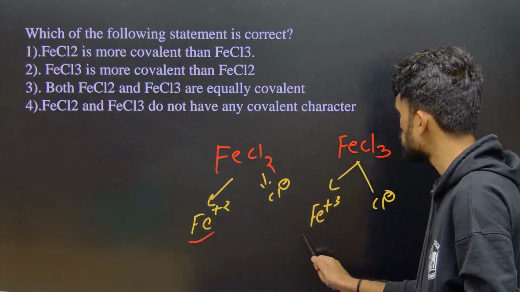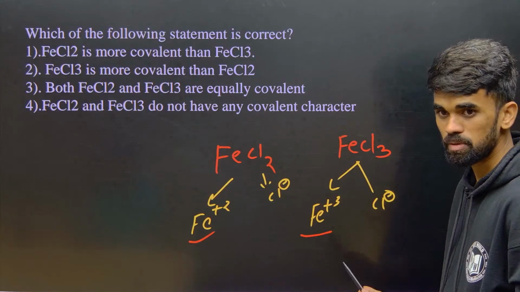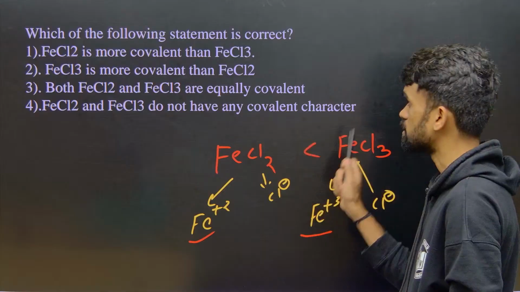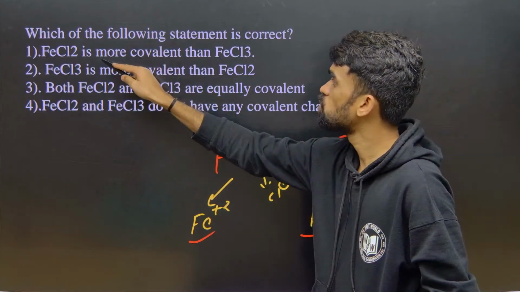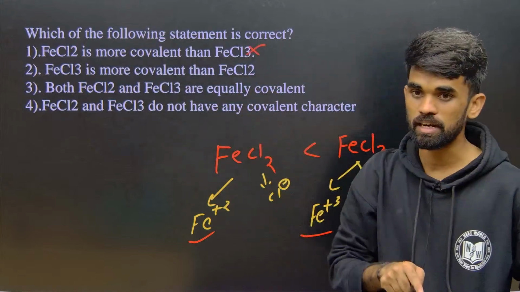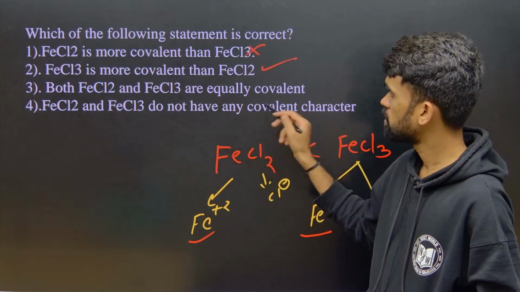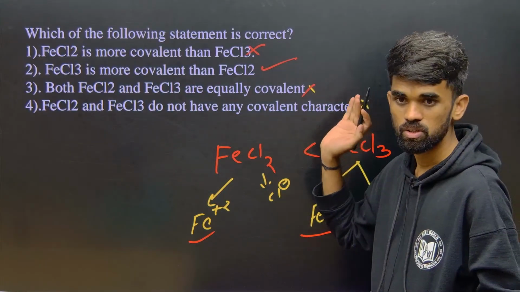Where there is more positive charge, the polarizing power will be more, so more covalent character will be there. That's it, this is the correct order. They are saying one is more covalent than this one, so it is incorrect. Second statement: FeCl3 is more covalent than FeCl2, that is correct. Third one: covalent, not equally covalent. So option 2 is the perfect answer.